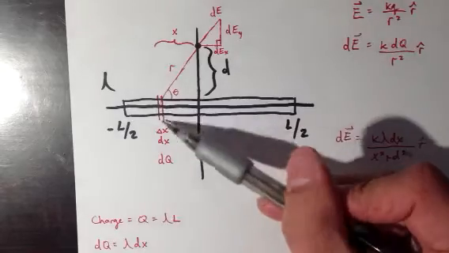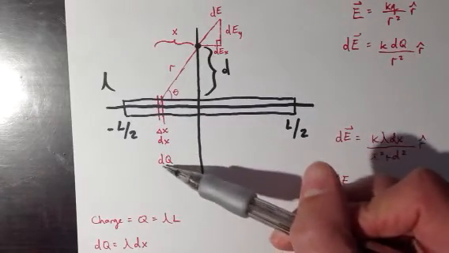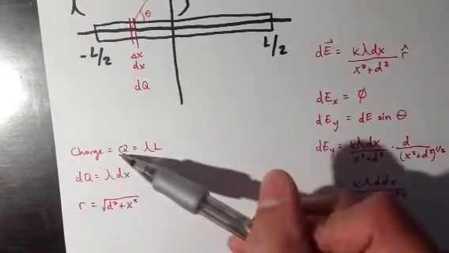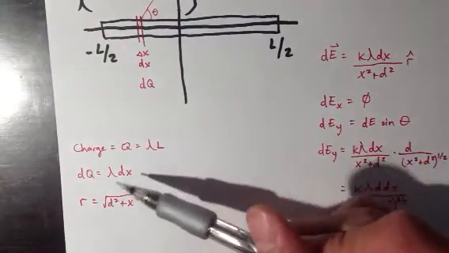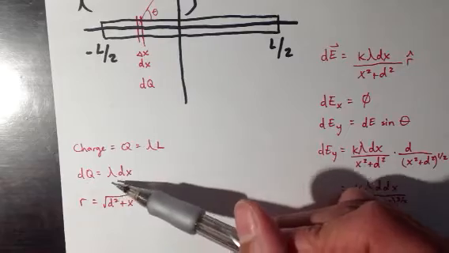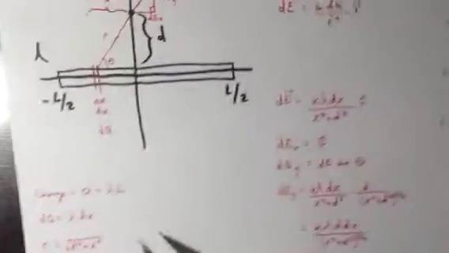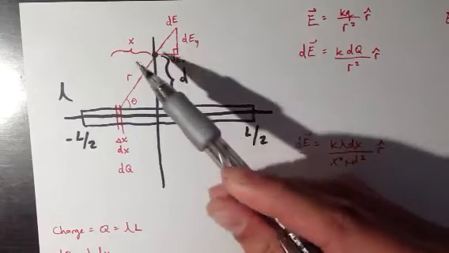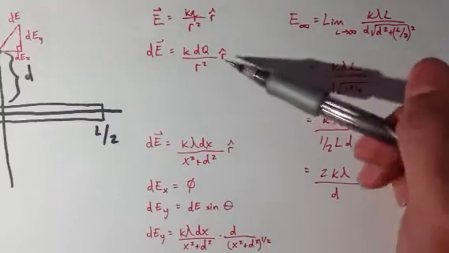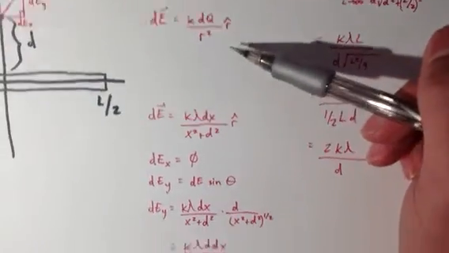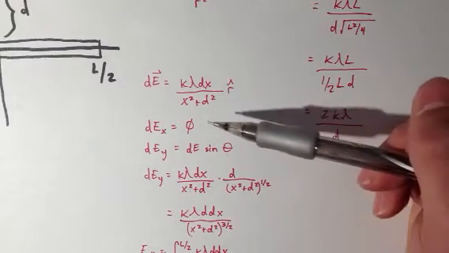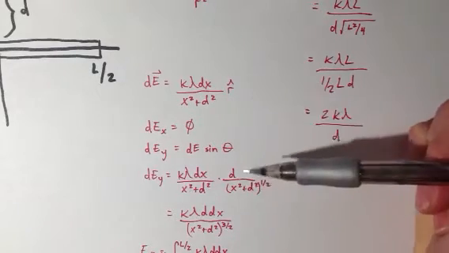We know that the sliver has the width dx, which will have the charge dq. We know that charge q is equal to lambda times L, which means dq is equal to lambda times dx, and r is equal to the square root of d squared plus x squared. So, back to this equation for dE, we can plug in dq and r squared to get dE equals k lambda dx over x squared plus d squared r hat.